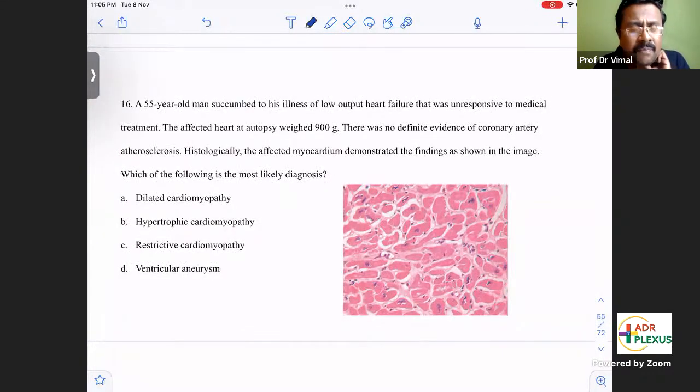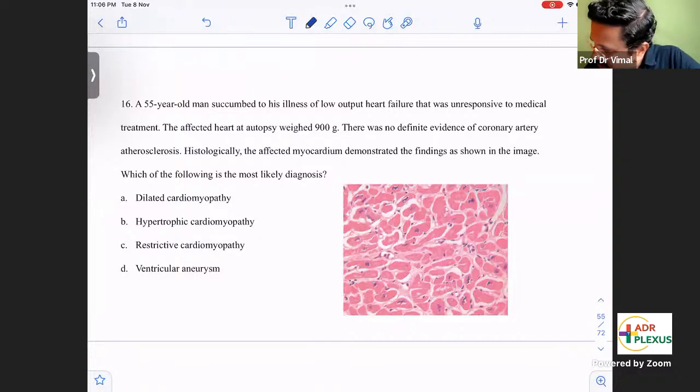A 55-year-old man succumbed to his illness of low output heart failure that was unresponsive to medical treatment. The affected heart at autopsy weighed 900 grams. There was no definite evidence of coronary artery atherosclerosis. Histologically, the affected myocardium demonstrates the findings shown in the figure. So, yes.